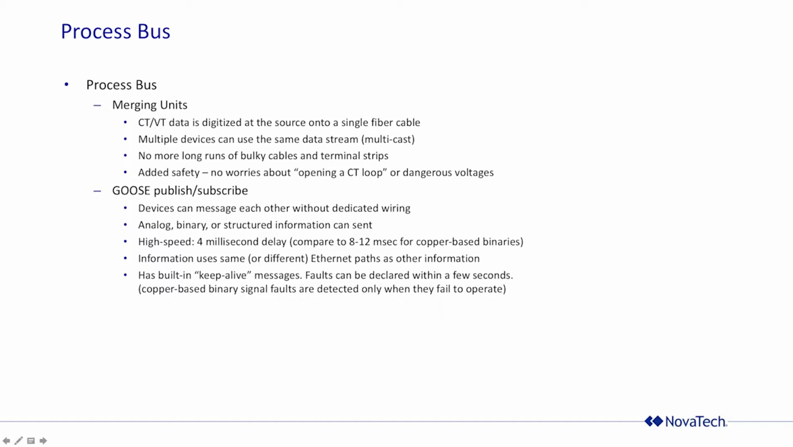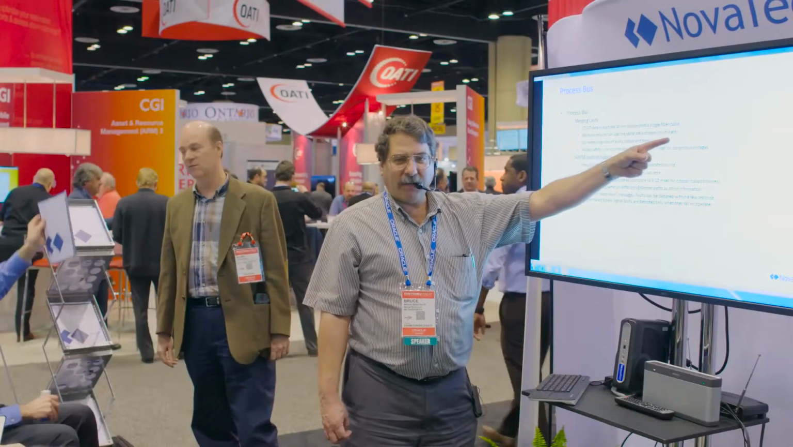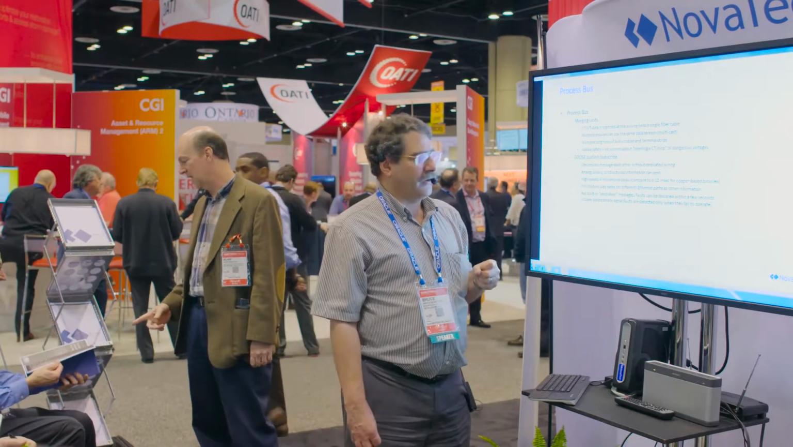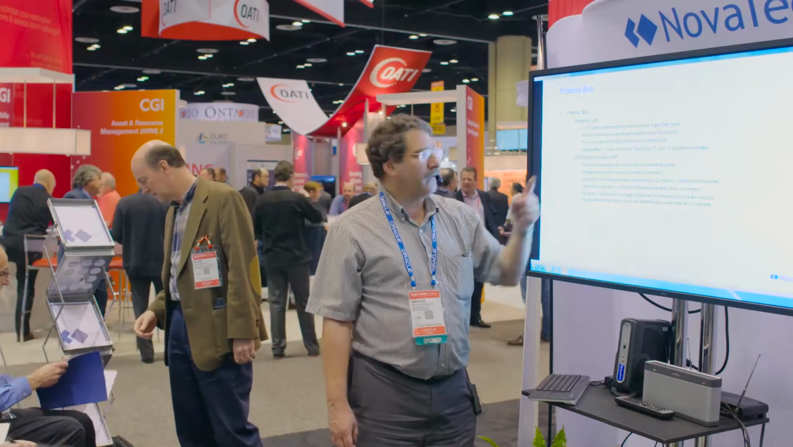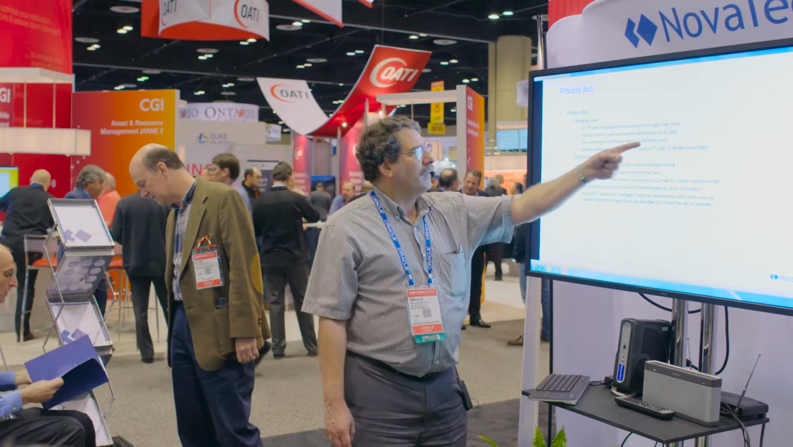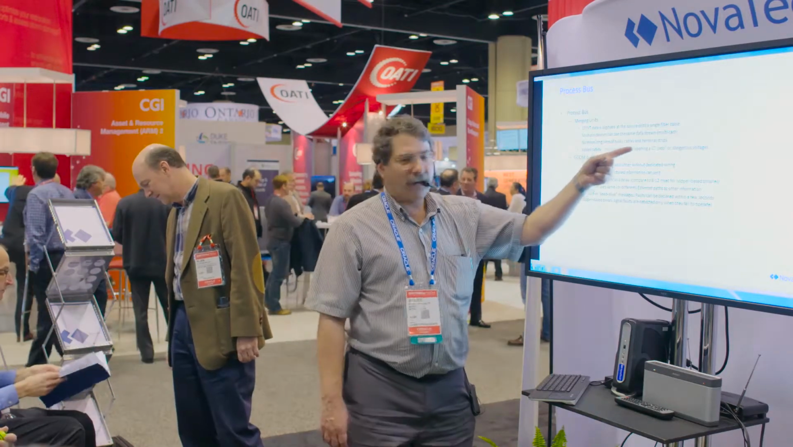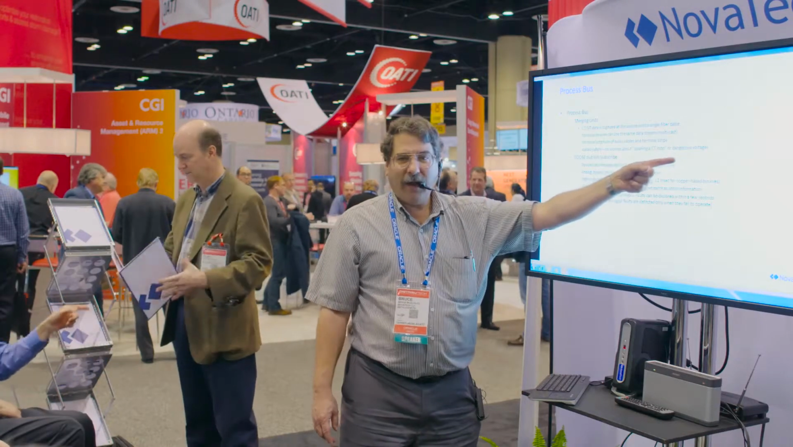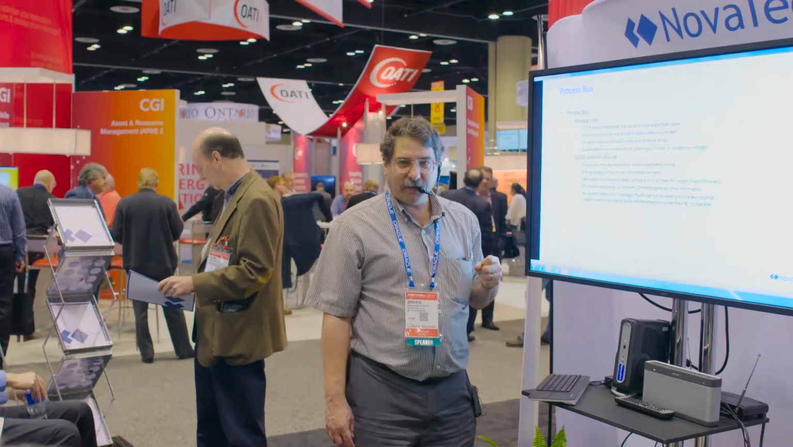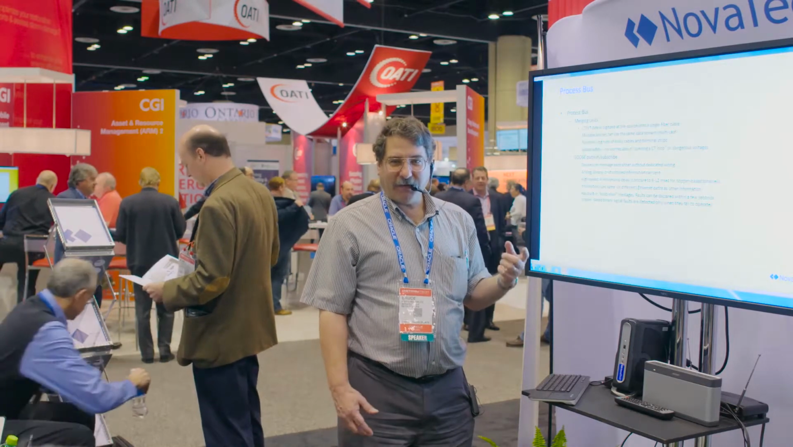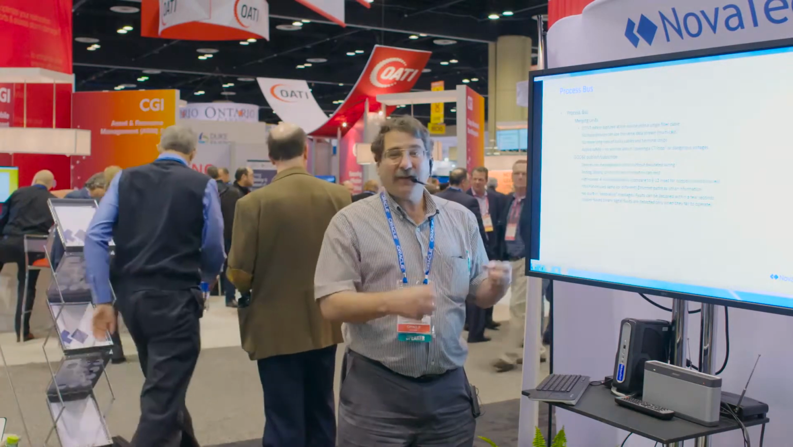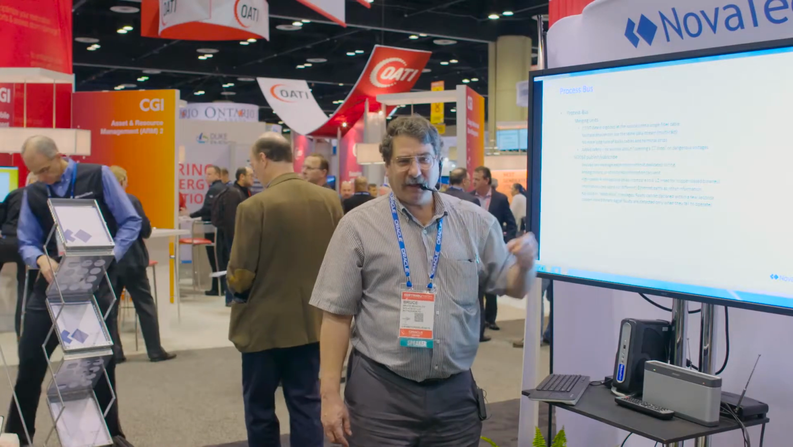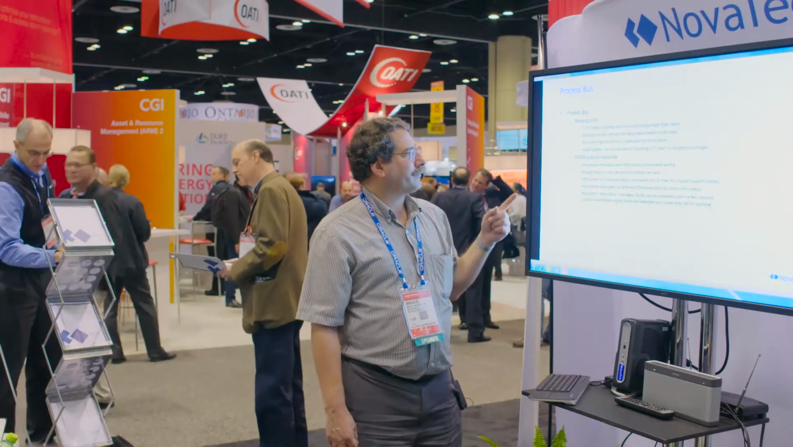So with the merging unit, you digitize it at one source. It's received by all the devices that are interested in the data. Only the devices interested in the data will actually see it. You have no more long runs of bulky cables. You have no more worries about opening your CT loop or having dangerous 120 volt signals in your control house. Working with 120 volt signals, I know people say it's only 120, doesn't hurt that much. This is what we call lethal voltages. You really don't want that.